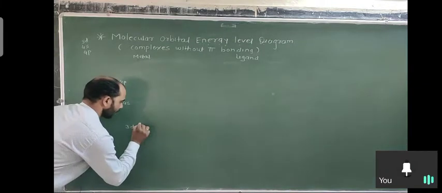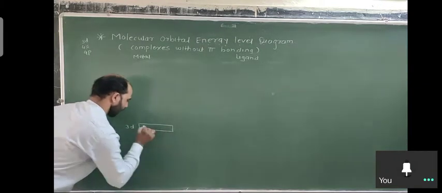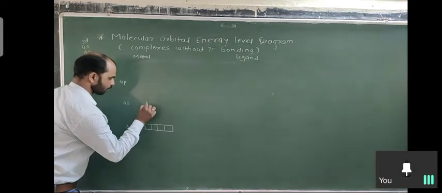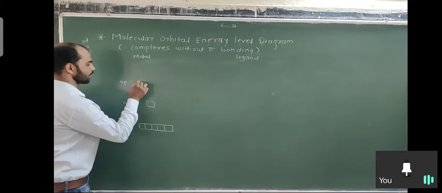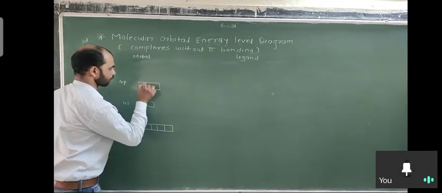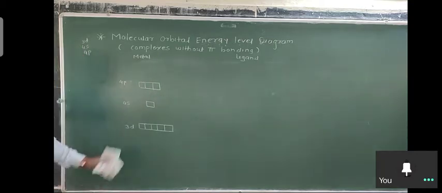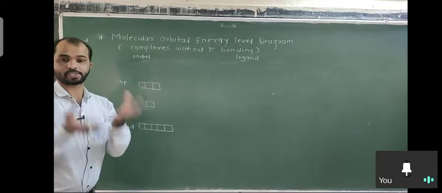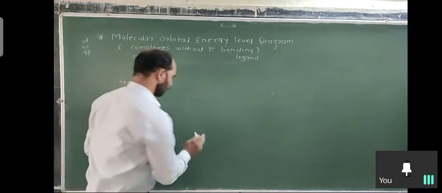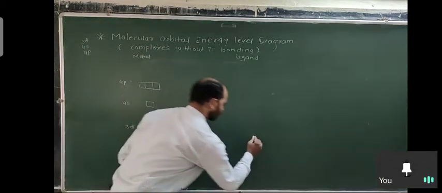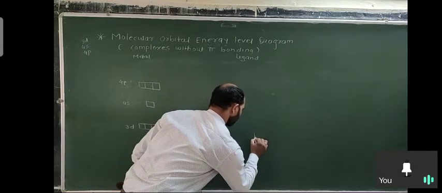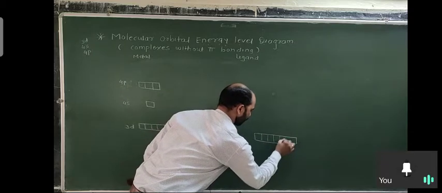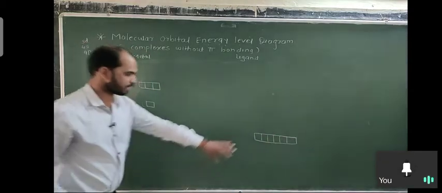So we simply draw boxes here: 1, 2, 3, 4, 5. How many s orbitals? 1 s orbital. How many p orbitals? 3 p orbitals. And on the other side, how many ligands? 6 ligands contribute 6 orbitals. Their energy is less compared to the metal orbitals, so we represent the orbitals below: 1, 2, 3, 4, 5, 6. So these are the 6 ligand orbitals.